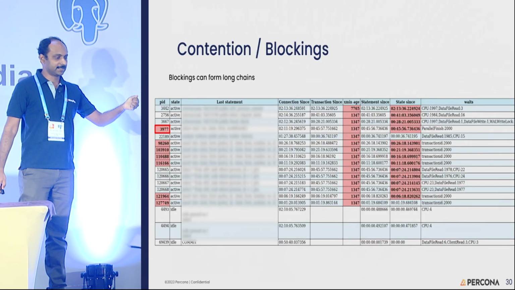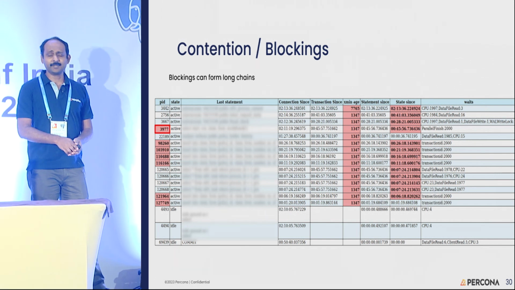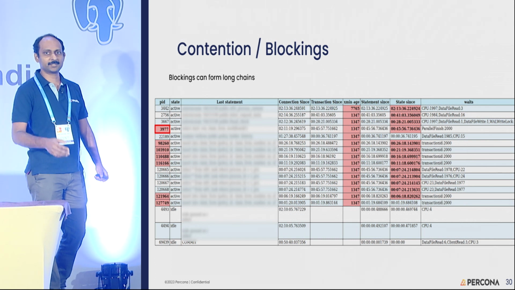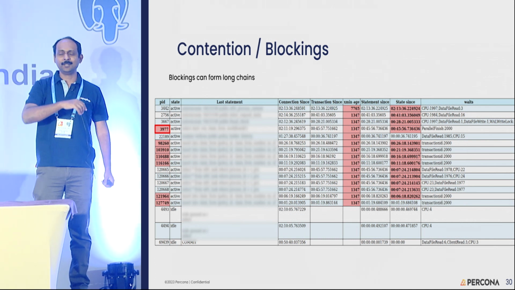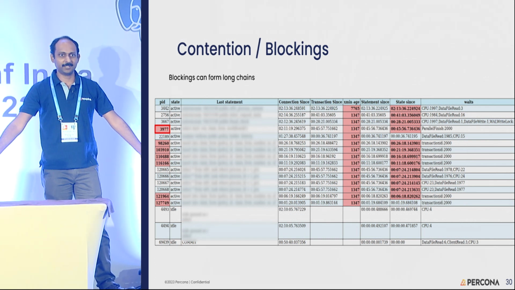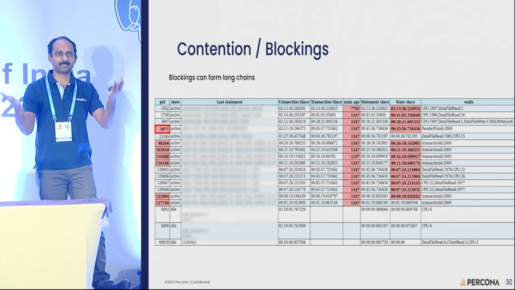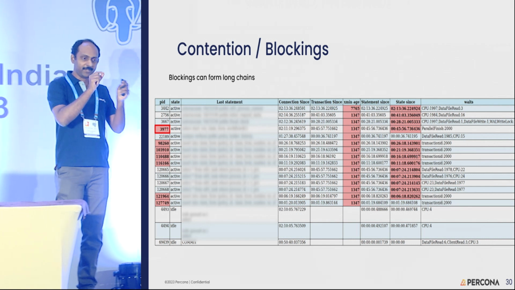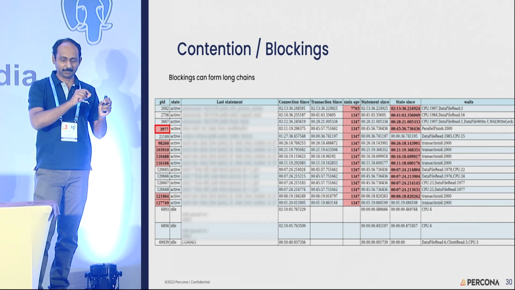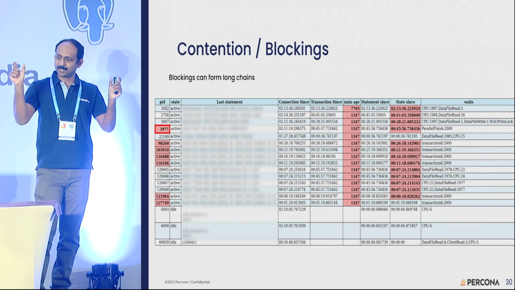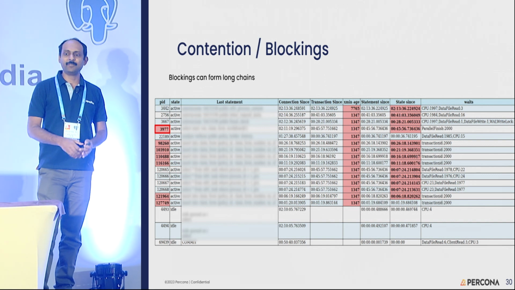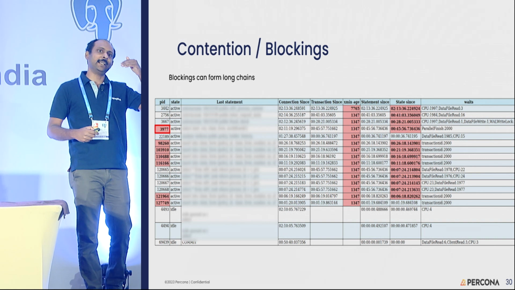And contentions and blockings. Generally, we have the regular query on pg_stat_activity. The problem with those queries is they give a big list of the jams. Some session is blocking another session, that session is blocking another session. If we analyze that properly, we will see it forms a chain, and we don't know where that chain begins.